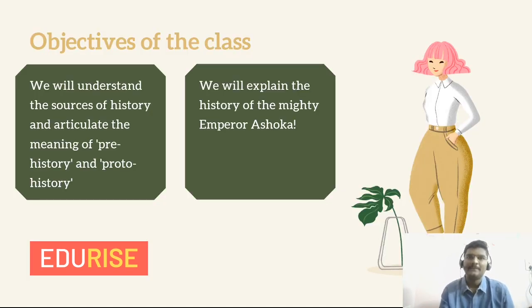Let's get started. There are two objectives of the class for today. The first one is that we will understand the sources of history and articulate the meaning of prehistory and proto-history, right? The second objective is quite simple. We will explain the history of the mighty Emperor Ashoka. If you ask me what the connection is between both these things, I will definitely tell you before the end of this video. So please watch out.